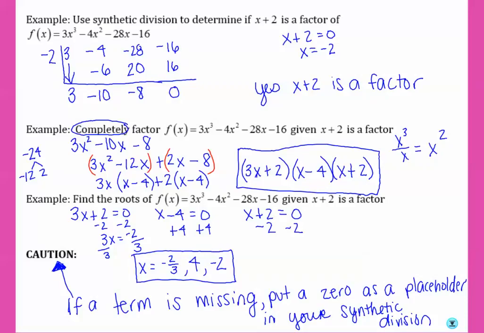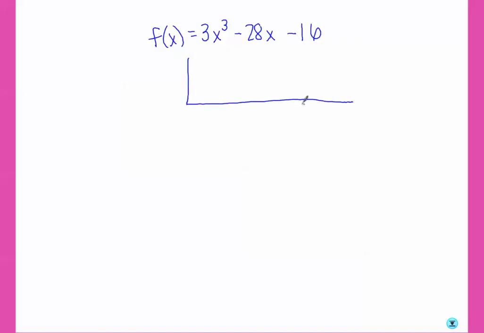So let me just add on a quick example. If we had f of x equals 3x cubed minus 28x minus 16. Regardless of what we're dividing by, when we set up our synthetic division, 3 is the coefficient for our x cubed. We don't have an x squared, so we're putting 0 x squareds in there, minus 28x minus 16.